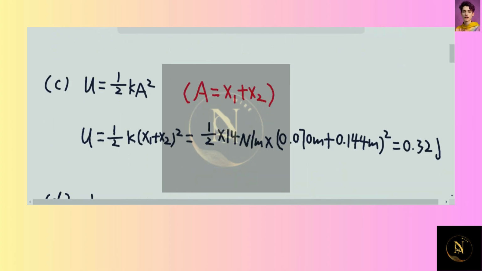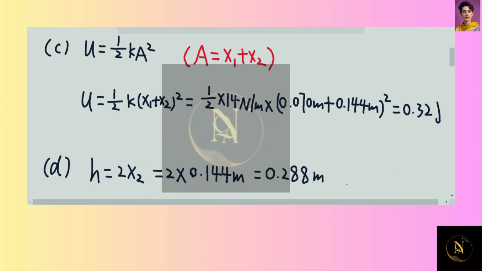And question C was asking us for the total energy of the system. The total energy of the system is equal to 1/2 k times the total stretch squared. And x1 here should be the initial stretch distance, when the gravity of the block is applied to the spring, plus the distance we stretch, which is x2 here. So U is equal to 1/2 k times (x1 plus x2) squared, which is equal to 1/2 times 14 Newtons per meter times (0.070 meter plus 0.14 meter) squared, which is equal to 0.32 Joule. So the total energy is equal to 0.32 Joule.